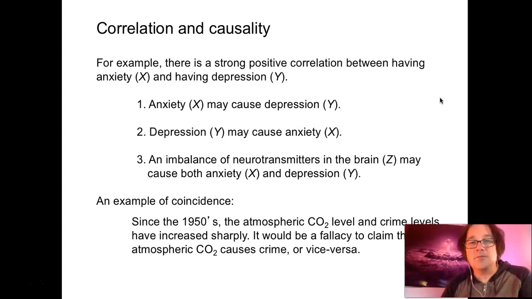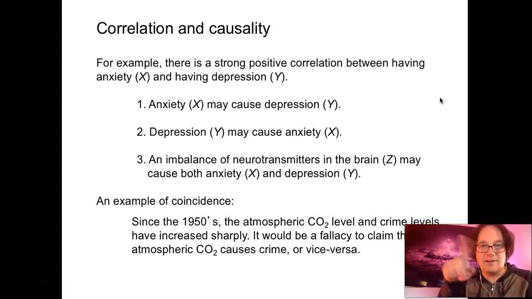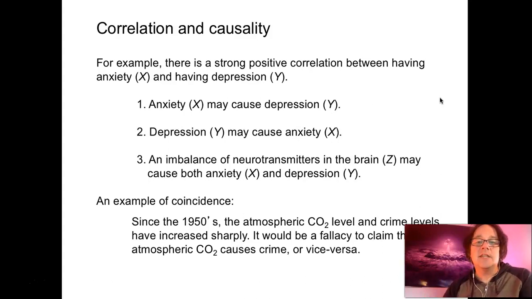An example that I just threw in here, I'll read it because I know my head or face is blocking some of this. Since the 1950s, the atmospheric CO2 level and the crime levels have increased sharply. It would be a fallacy to claim that atmospheric CO2 levels cause crime, or that crime causes an increase in atmospheric CO2 levels. It's just a coincidence, right, that both of these things are happening. It doesn't mean anything. They're not related.